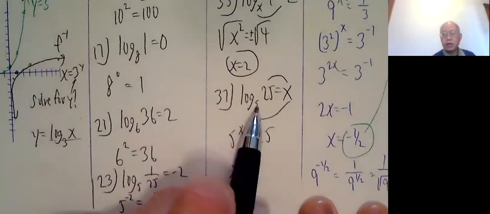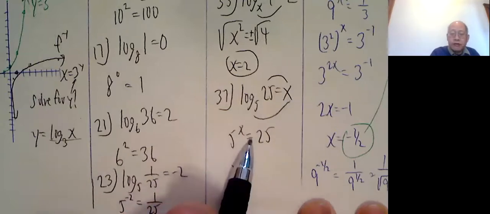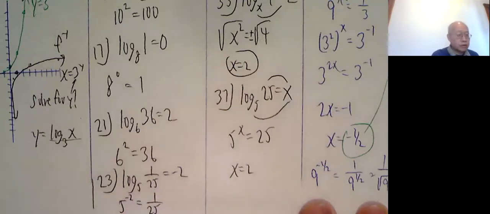Number 37, log base 5 of 25 equals x. Unscramble it. 5 raised to the x power equals 25. x is 2 because 5 squared is 25.